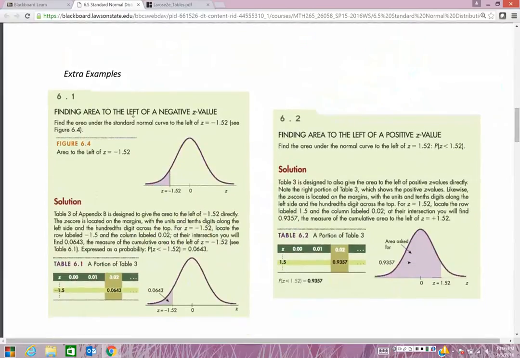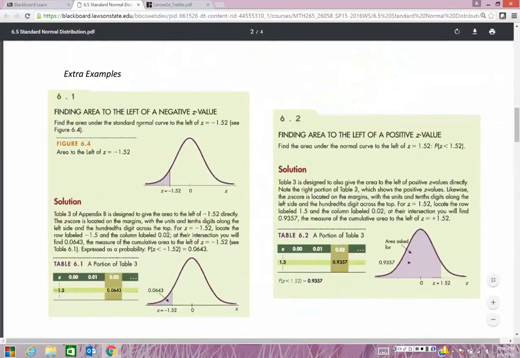Extra examples, find the area to the left of a negative value. Find the area under the standard normal curve to the left of negative 1.52. So what I want to do is go ahead, and I know that you see it, but what I want you to do is get in a habit of sketching something.